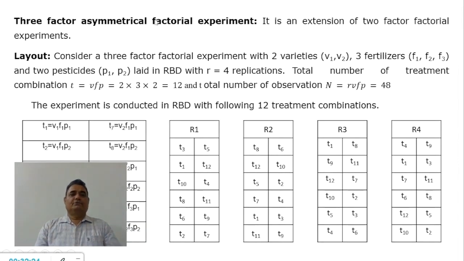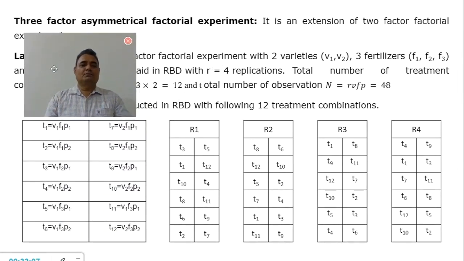So the three-factor asymmetrical factorial experiment is an extension of the two-factor factorial experiment. The layout is again demonstrated with the help of an example. We have two varieties V1 and V2, three fertilizers F1, F2 and F3, and two pesticides P1 and P2. They are laid out in RBD. So two varieties multiplied by 3 is 6, multiplied by 2 is 12. So 12 is the total treatment combinations, and when this 12 is multiplied with 4 replications, 48 is the total number of observations.